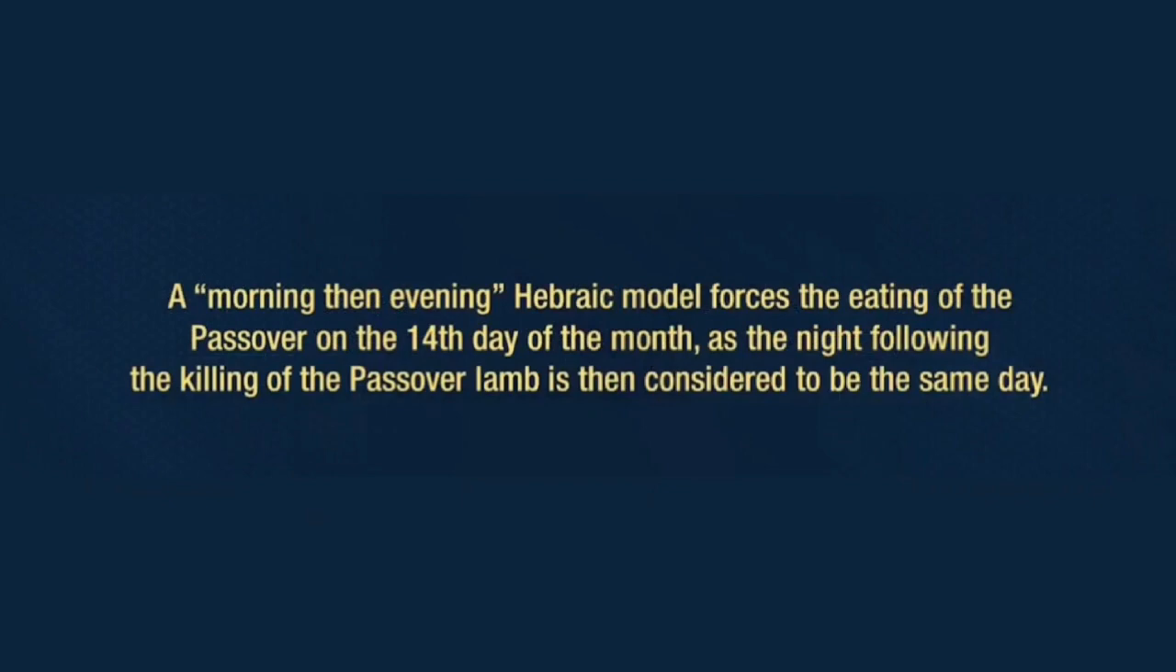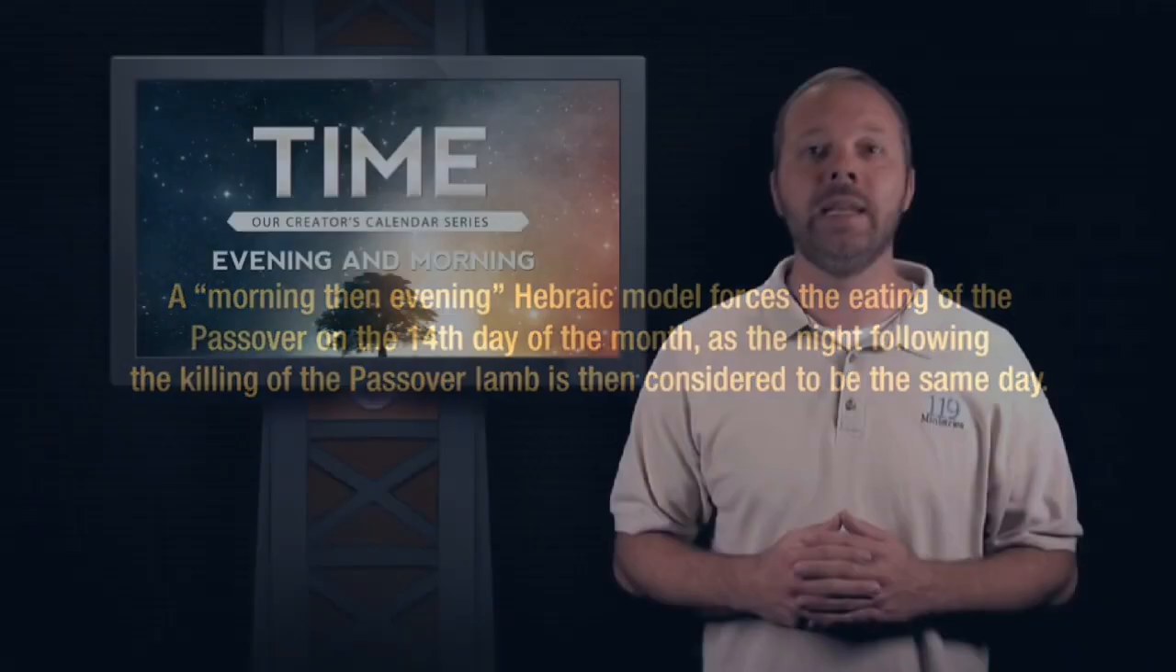A morning-then-evening Hebraic model forces the eating of the Passover on the 14th day of the month, as the night following the killing of the Passover lamb is then considered to be the same day. This would also mean that Israel eating in haste, with belts fastened, sandals on their feet, and staffs in their hand, was all for nothing if they were leaving over 24 hours later instead of the same night that they ate of the Passover.